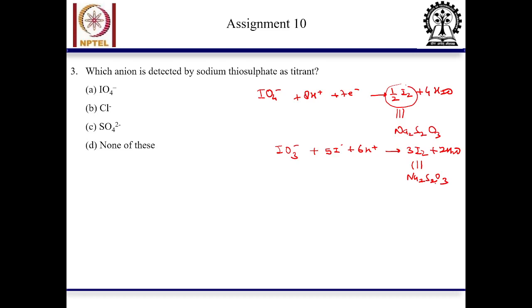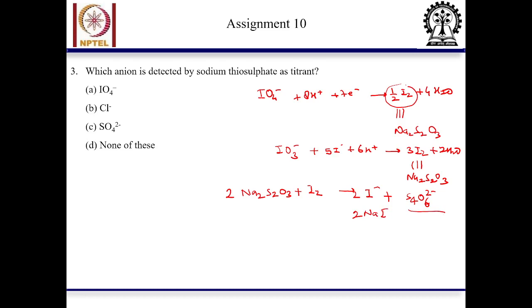sodium thiosulfate. Now, if I write the reaction for sodium thiosulfate with iodine, what will form? It will form 2I minus plus S4O6 2 minus. If I balance it, here you write 2, here you write 2 sodium iodide in this paper. Now, what are the important criteria for the iodometric titration?